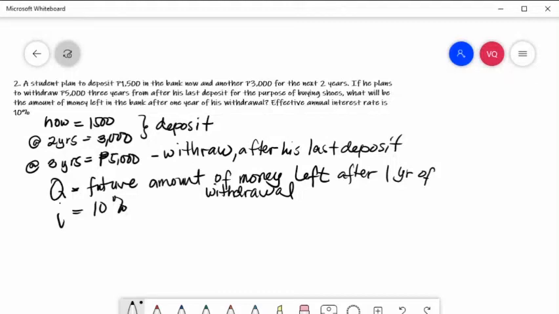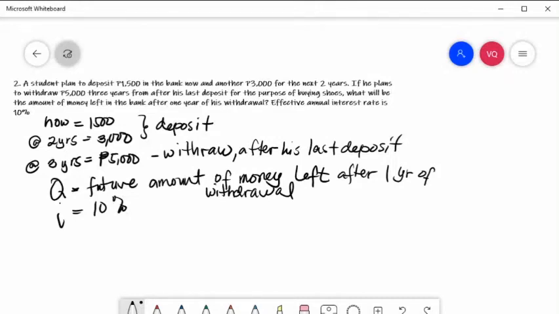Number 2 example. So a student plan to deposit 1,500 in the bank now and another 3,000 for the next 2 years. If he plans to withdraw 5,000 pesos 3 years from after his last deposit for the purpose of buying shoes, what will be the amount of money left in the bank after 1 year of his withdrawal? Effective annual interest rate is 10%.